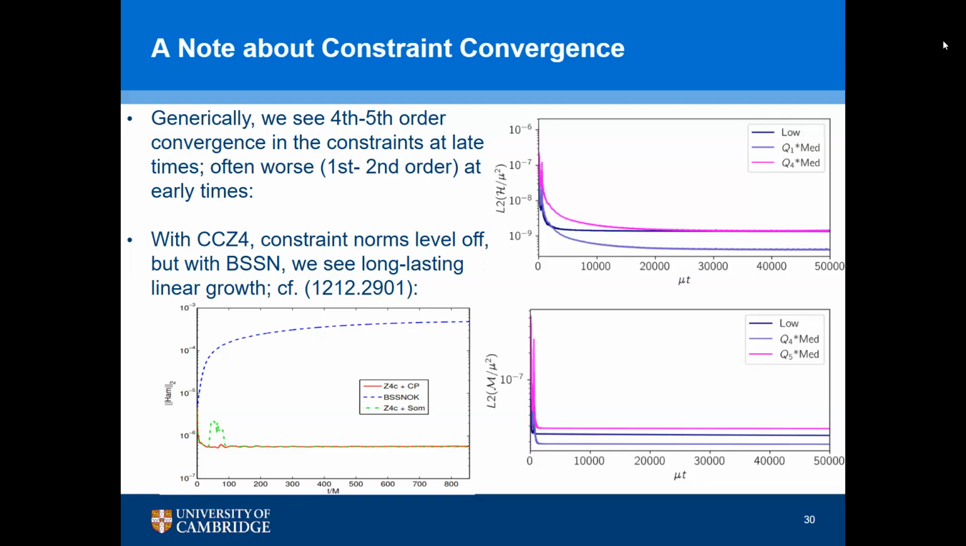But still, this isn't terrible by our standards. It's pretty common to have one behavior in one regime of evolution and another somewhere else. And you'll see here that what's happening is the constraints start off peaking and then level off over time. This is because we're using CCZ4, which I mentioned is the constraint damping formalism. If we use BSSN, which is a very similar formalism but doesn't have this constraint damping property, we see long-lasting linear growth, and this is actually something that people have seen in the past, right at the beginning of when the CCZ4 formalism was looked at.